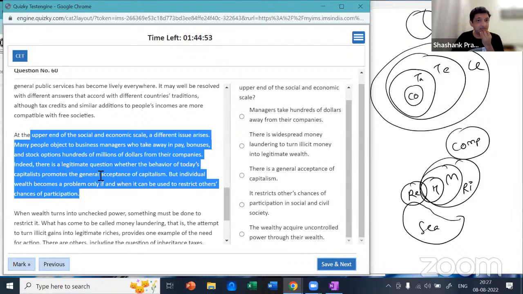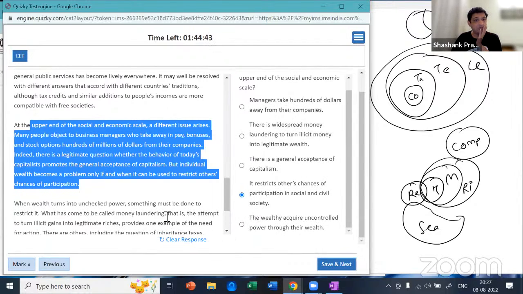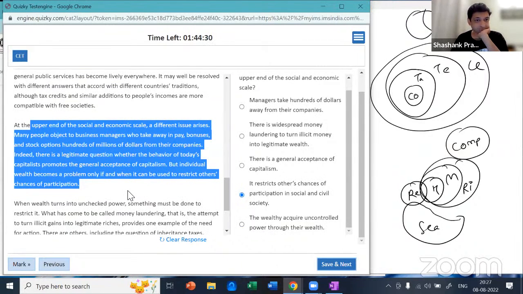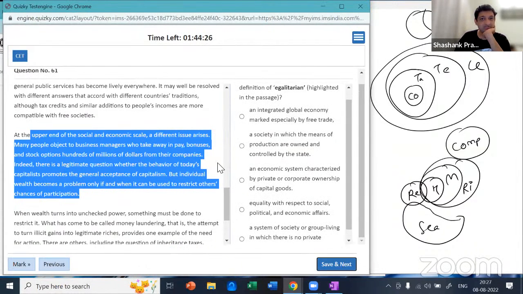Legitimate question whether individuals with total capital can use it to restrict others' chances of participation. Yeah. It restricts others' chances of participation in social and civil society. The wealthy acquire uncontrolled power through their wealth. When wealth turns into unchecked power, something must be done to restrict it. Both of them seem fine. It becomes a problem only then, no? Okay, restrict other people. I think this is okay.